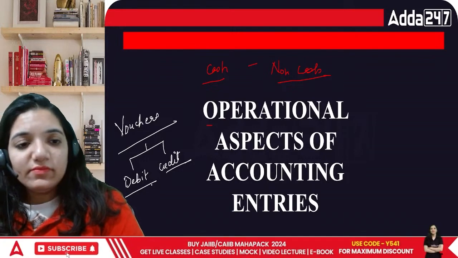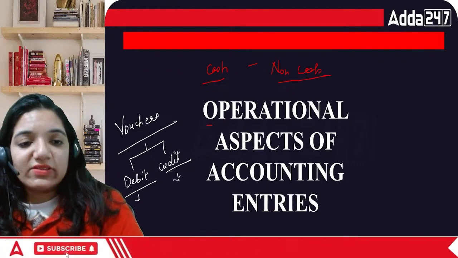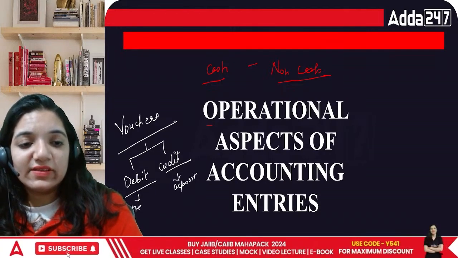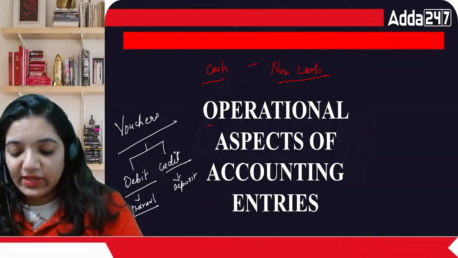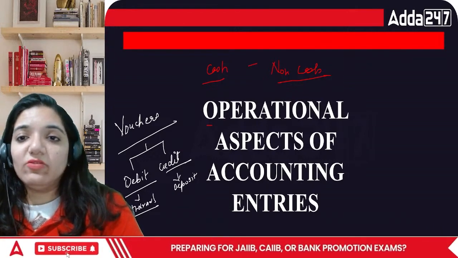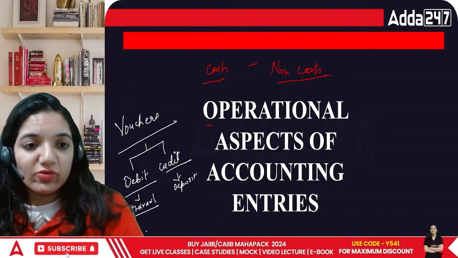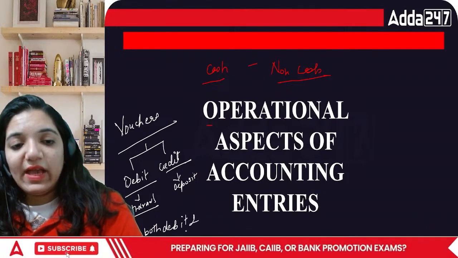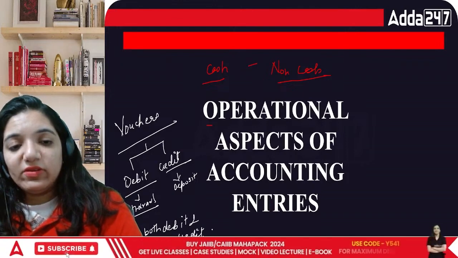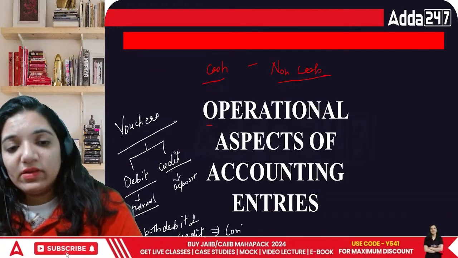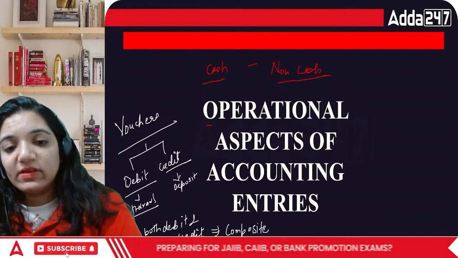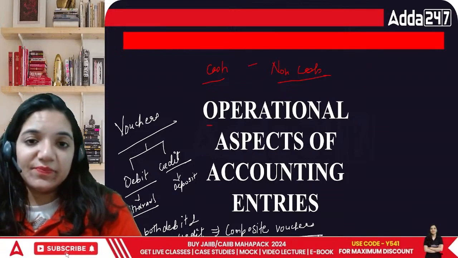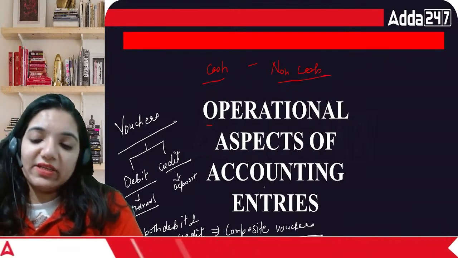And then the deposit transactions and the withdrawal transactions are recorded accordingly. Now comes the next point. There are certain transactions which are going to include both debit and credit. If they have both debit and credit, then it is called a composite voucher. A voucher which has both types, that is debit as well as credit. These are the operational aspects of accounting entries.